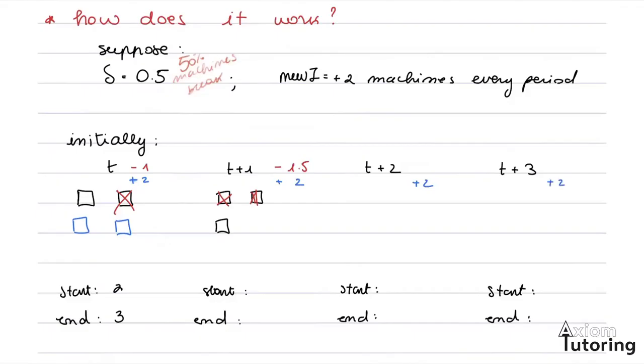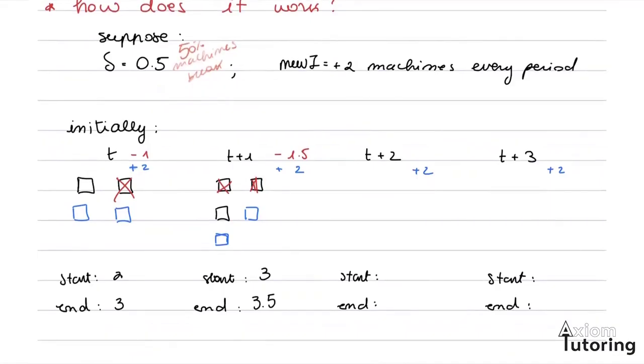However, now we are also adding 2 new machines to our total capital stock, meaning that if at the start of the period we had 3 machines, now we're going to have at the end of the period 1, 2, 3 and a half. So as you can see, our capital stock is growing, right? Here it grew by 1 machine, here it grew by half a machine. And we can continue this process onwards.